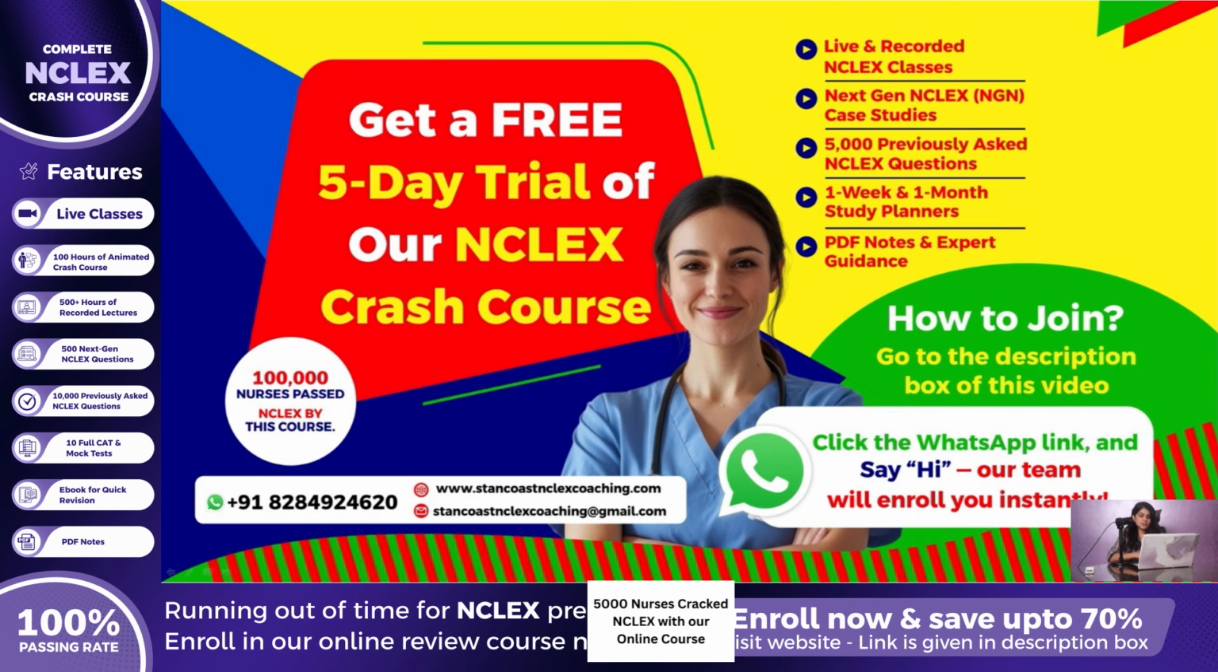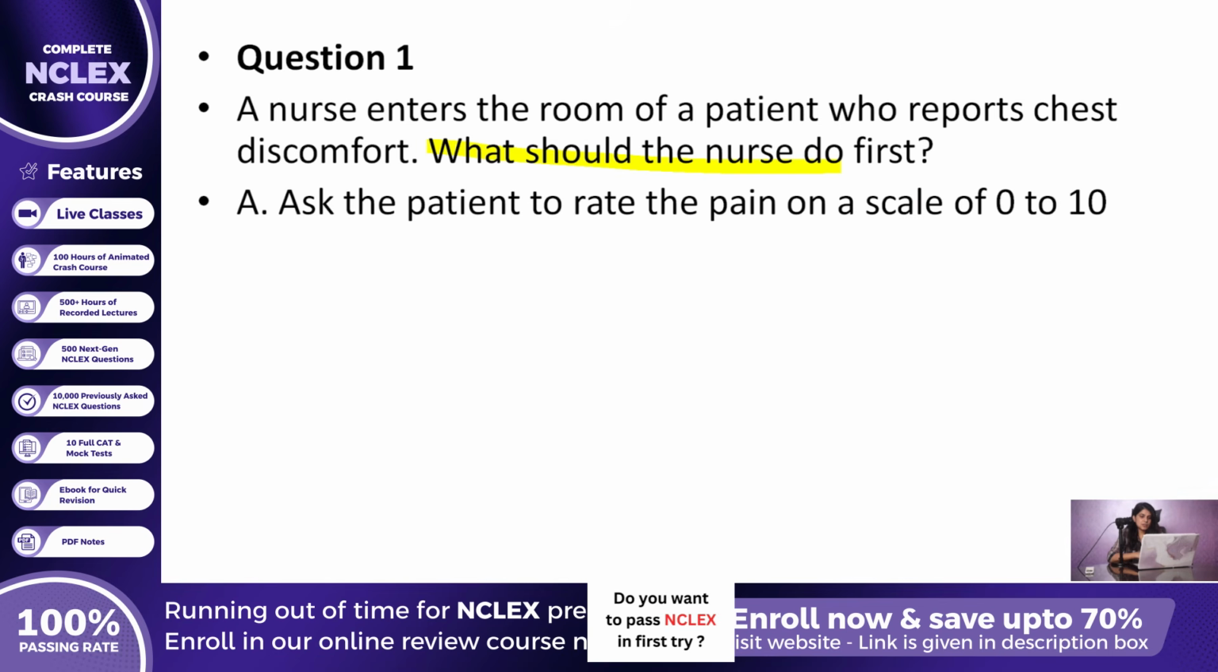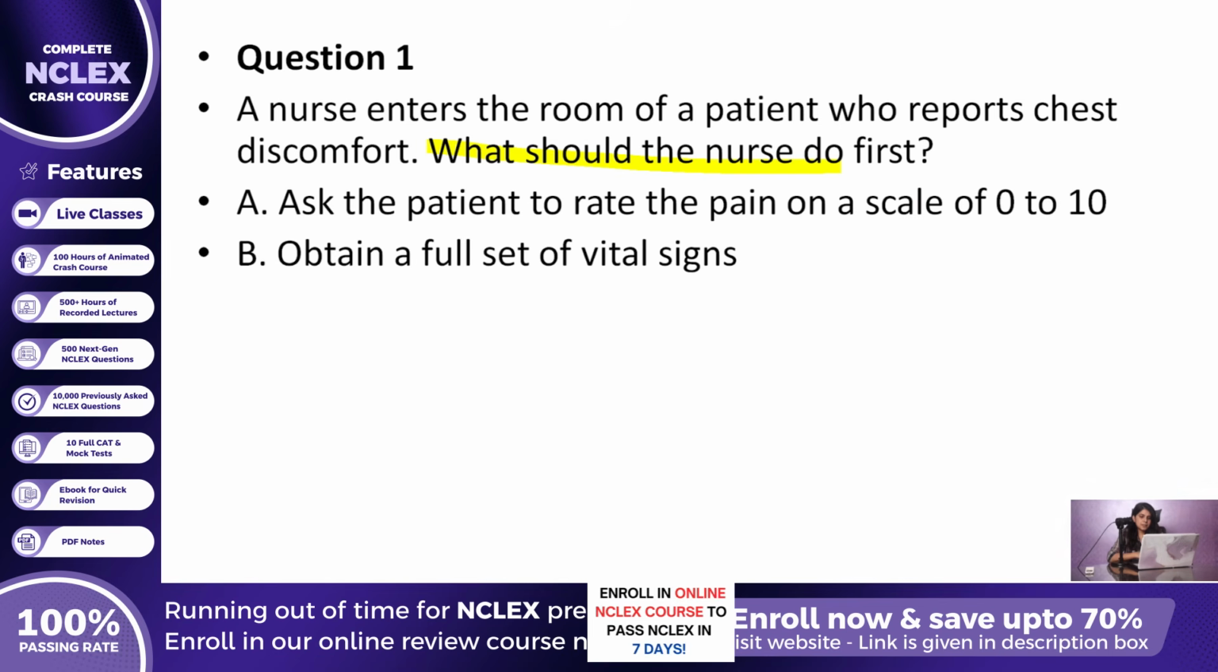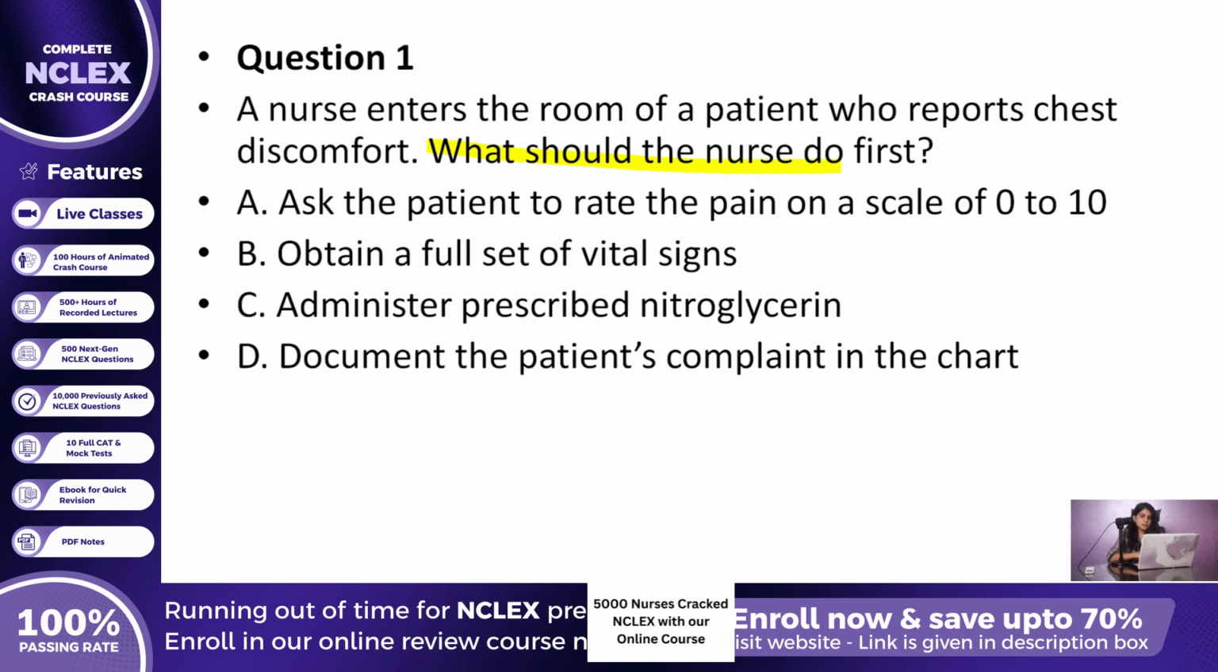Now, we will solve some questions. Let us start with the first question. A nurse enters the room of a patient who reports chest discomfort. What should the nurse do first? Option A, ask the patient to rate the pain on a scale of 0 to 10. Option B, obtain a full set of vital signs. Option C, administer prescribed nitroglycerin. Option D, document the patient's complaint in the chart.